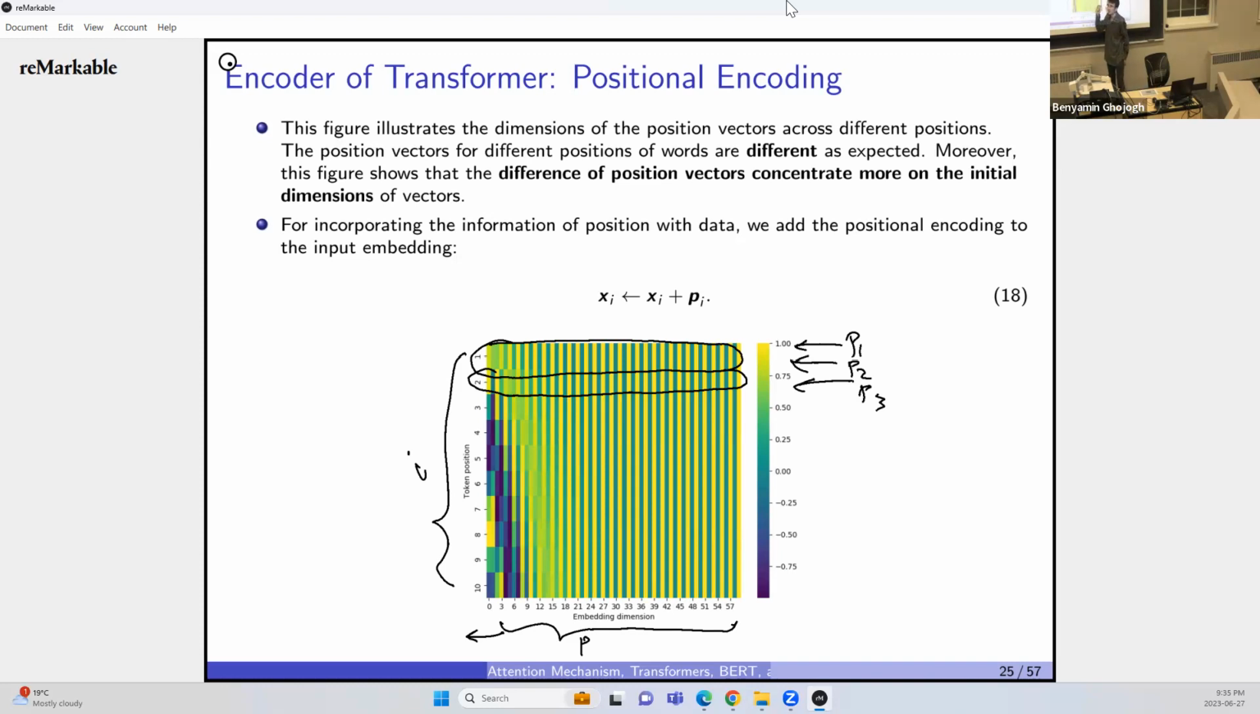And you see that the difference is usually in the first dimensions of the position vector. These first dimensions are more different than the last dimensions. This is because of the behavior of sine and cosine. So we could encapsulate the information of position in the position vectors. Now I add them to the word embeddings. After this add, the information of position is encapsulated in the xi.